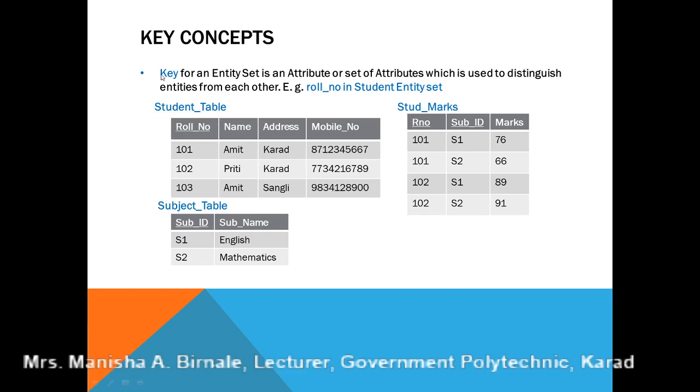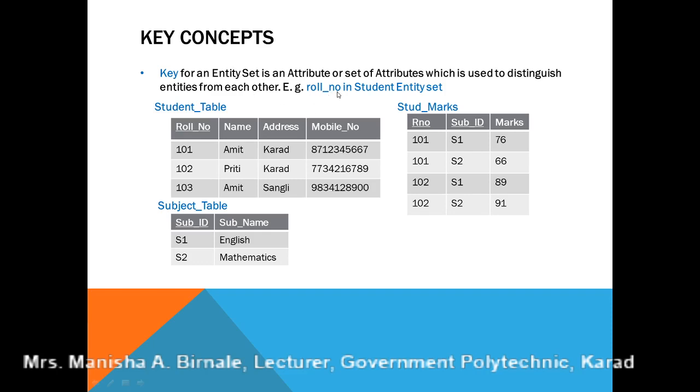First, the definition of key. A key for an entity set is an attribute or a set of attributes which is used to distinguish entities from each other. We know that in an entity set there may be a large number of entities. A key attribute is a single attribute or it may be a combination of attributes also, and it is used to distinguish each entity from other entities.